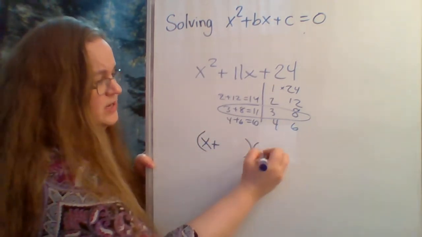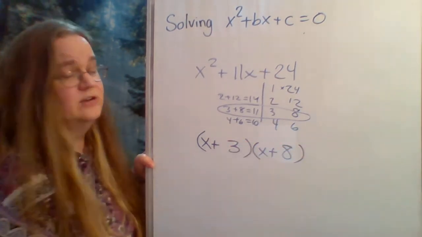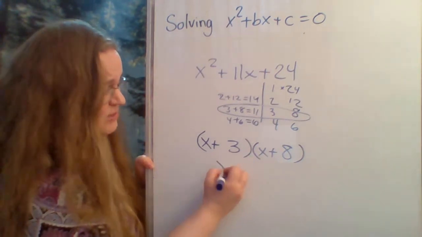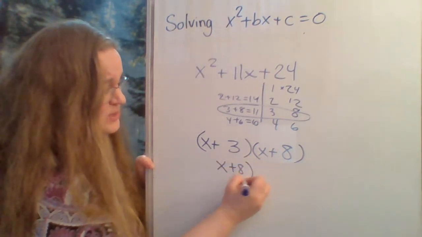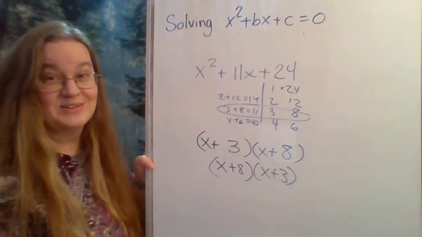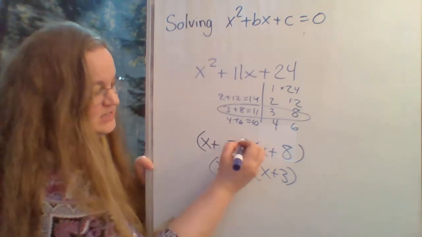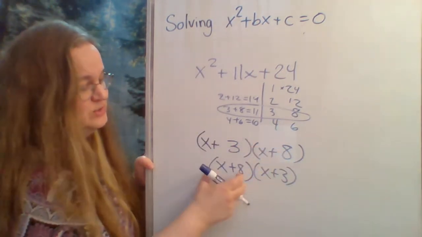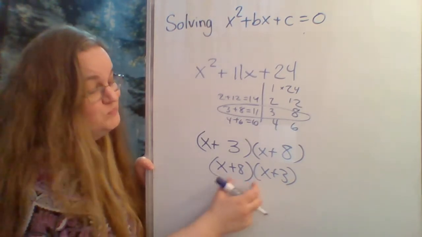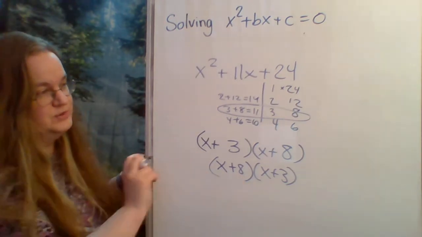So x plus, okay, and 3 and 8. Now, it doesn't actually matter which binomial you list first. So if I listed it as x plus 8 and x plus 3, that is equally correct because of the commutative property of multiplication. Remember, this means this times this, so it doesn't matter which group I put first. I'm multiplying, so the order doesn't matter. Okay, so either of those would be considered correct.